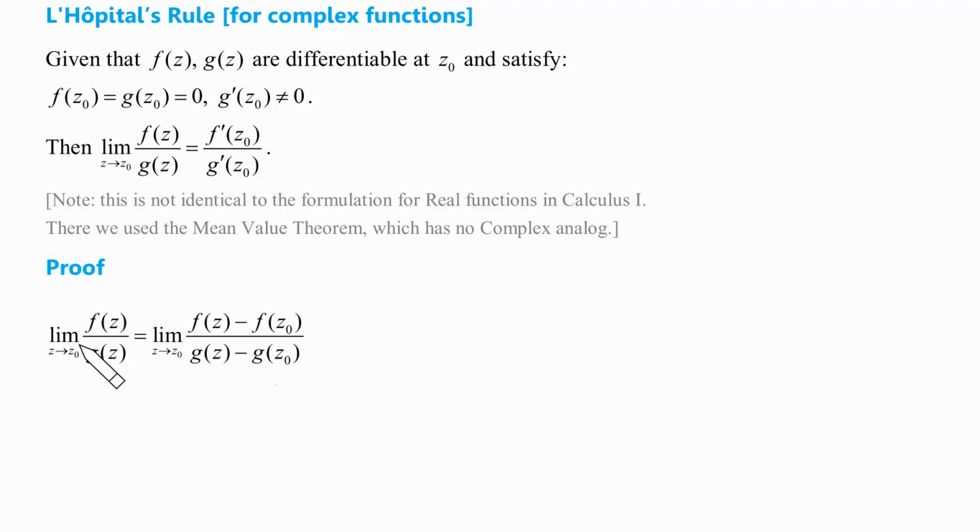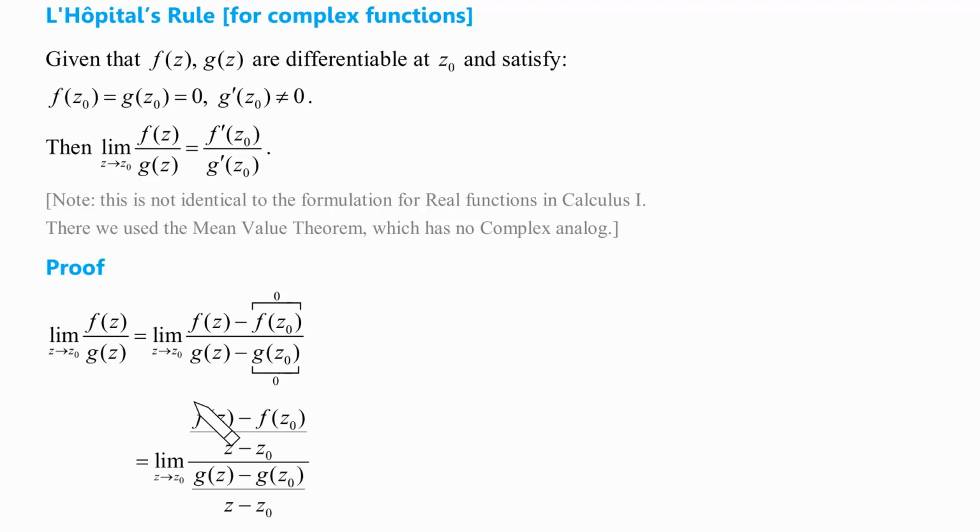The limit of, I'm just copying it from here, of f of z over g of z, what we can do is alter the numerator. Because f of z0 is 0 and g of z0 is 0, we haven't changed anything here. Now, we can divide both numerator and denominator by z minus z0. Again, we haven't changed anything because we've divided both top and bottom.